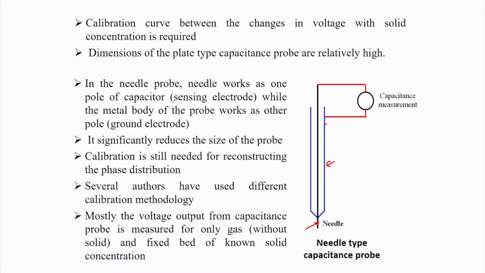You can measure how the capacitance changes between these two electrodes depending upon which phase is touching my needle or which phase is surrounding my needle. Based on that you can measure the capacitance, and that capacitance again will be a function of the phase which is present in the surrounding of the needle. If there is solid phase present, the capacitance reading will be different. If gas phase is present, the capacitance reading will be different. If a mixture of gas and solid is present, the capacitance reading will be different. So, you can measure the volume fraction because the capacitance distribution will be directly proportional to the volume fraction distribution. Now, what is the problem?